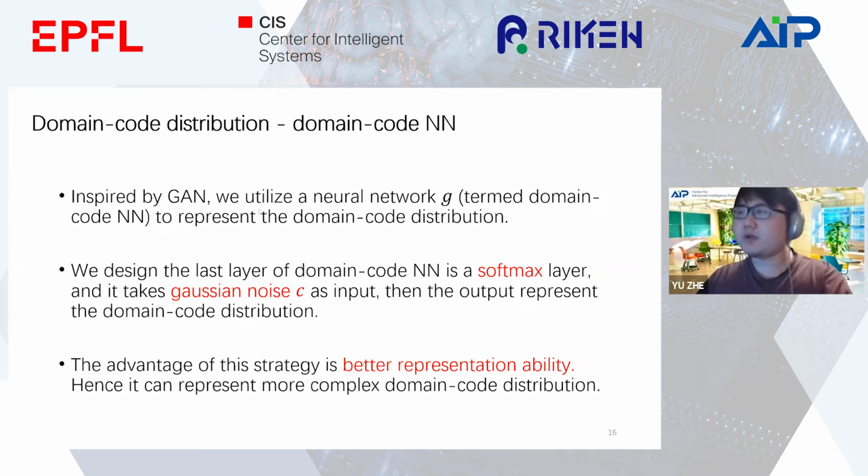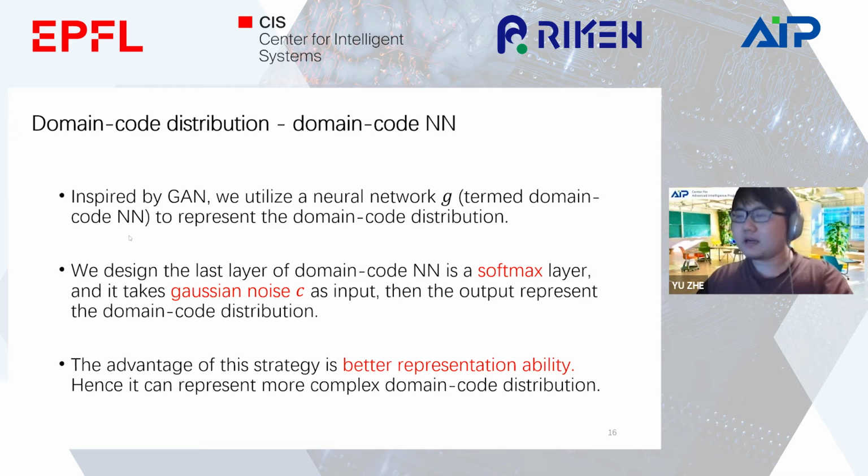Inspired by the GAN, we utilize a neural network, small g, to represent the domain code distributions. First, we design the last layer of the domain code NN to be a softmax layer. That is because the domain code is a probability vector. Hence, to make the output of G a valid domain code, we need a softmax layer.